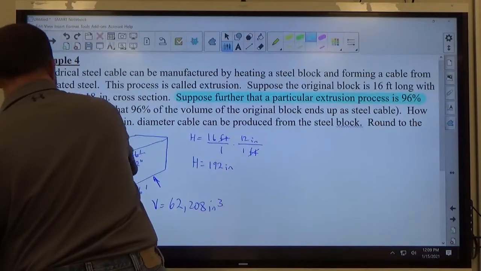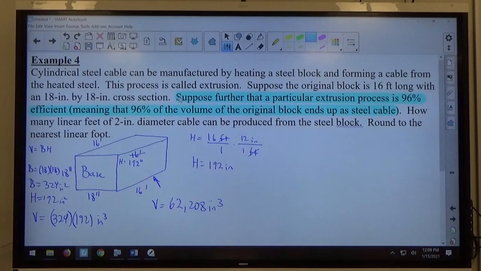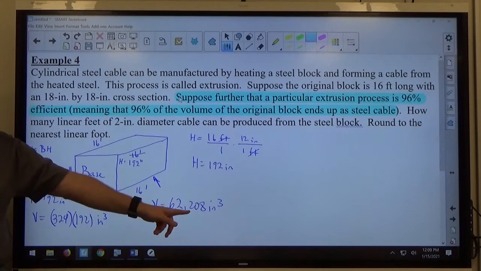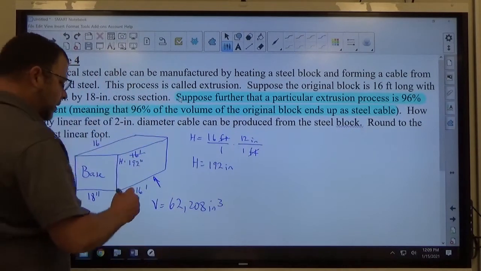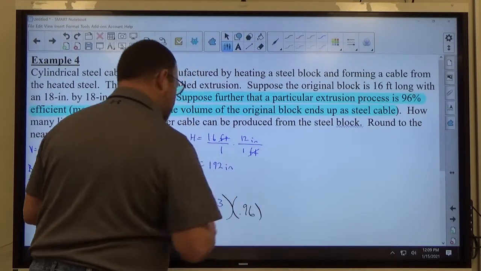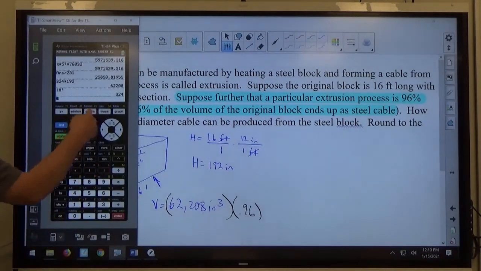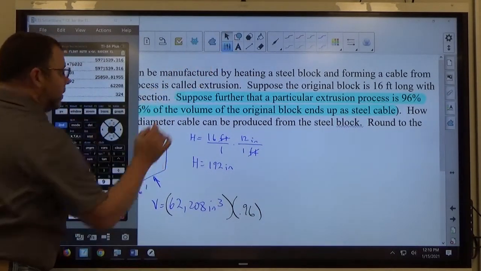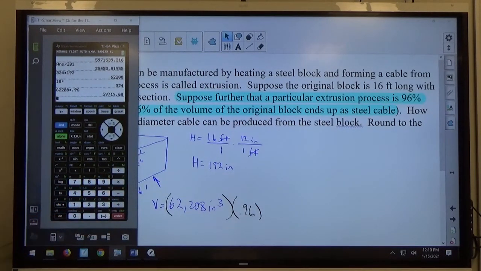When something's 96% efficient, that means that we're losing some of our volume. So we're going to be left with 96% of our volume. The volume of the block we're starting off with is this much, but we're going to lose 4% of that volume. So that statement tells me the volume of the cable is going to be 96% of the volume of the box. So I'm going to multiply by 96% as a decimal: 62,208 times 0.96. That's how much steel will be left after this extrusion process is done.